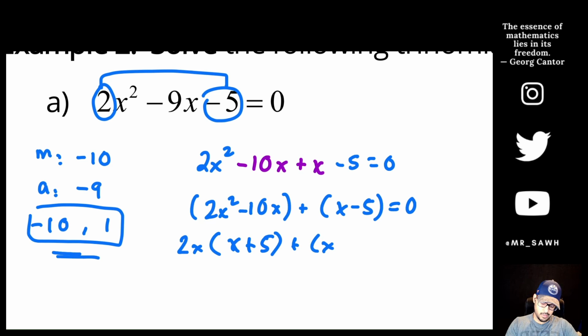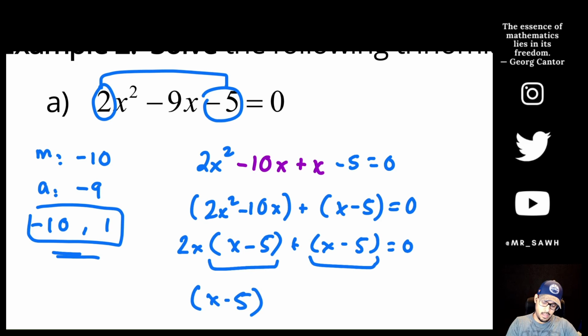And am I left with x plus? No, it's x minus 5. I wrote the sign wrong. There we go. And there's my x minus 5. And now I see that my brackets are the same, so the brackets become one factor. And the other factor becomes the coefficients of them.